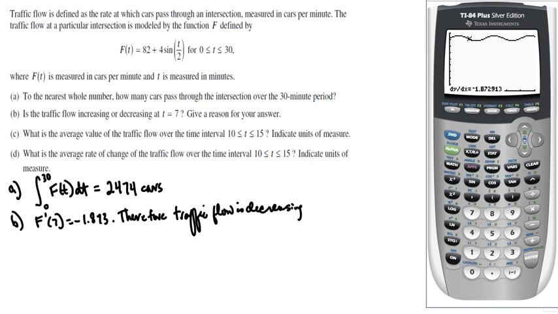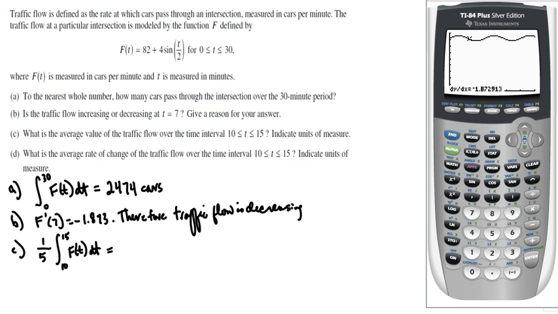For part C, what is the average value of traffic flow over the time t equals 10 to 15? And remember that average traffic flow is just going to be the average value of this function, traffic flow, average value of f of t. It's the integral divided by the interval, and the interval goes from 10 to 15, so that's 5. And so we set it up like this: 1/5 of the integral from 10 to 15 f of t dt.